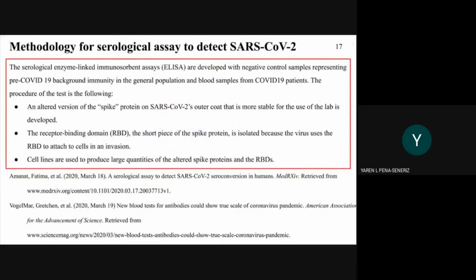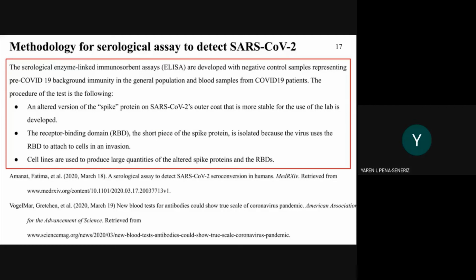The serological enzyme-linked immunosorbent assays, also known as ELISA, are developed with negative control samples that represent the pre-COVID-19 background immunity in the general population, and the other samples are from COVID-19 patients. This test works by mixing an individual's blood sample with a solution that contains proteins from the virus. If the antibodies from COVID-19 are present in the person's blood, then they will recognize and bind to these proteins, and this triggers a color change.